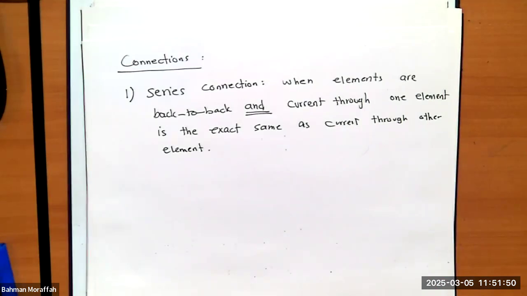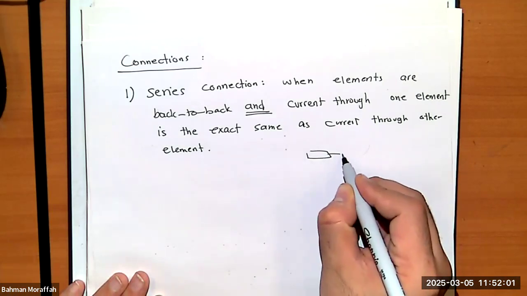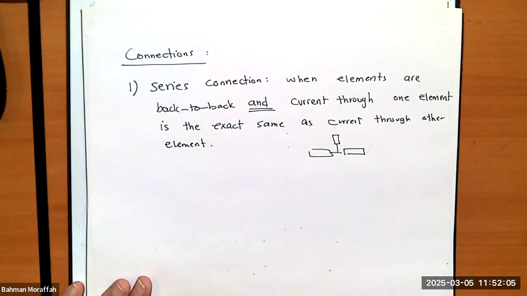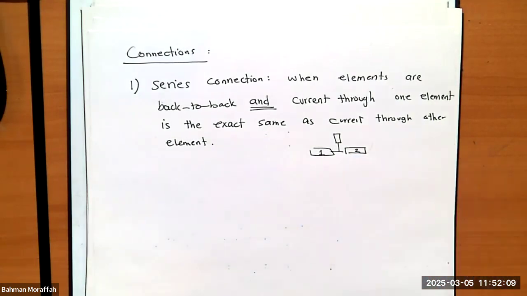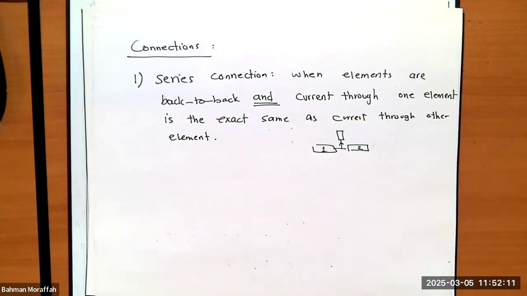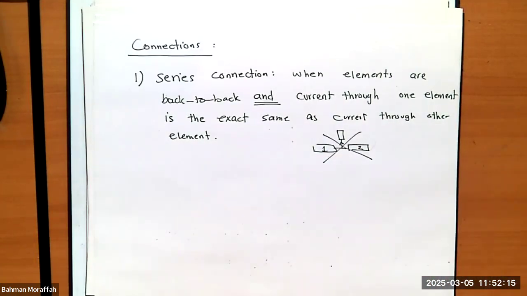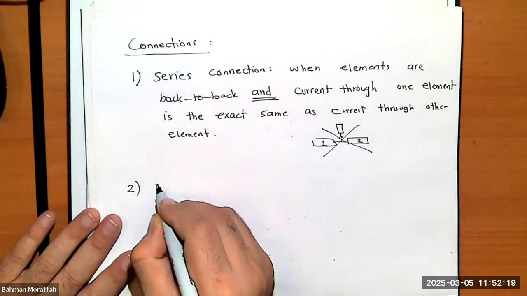So if there is a leakage in the middle, these two elements are no longer in series. If I have something like this, element 1 and element 2 are not in series because there is some current leakage over here. So this is not series. Second is the parallel connection.